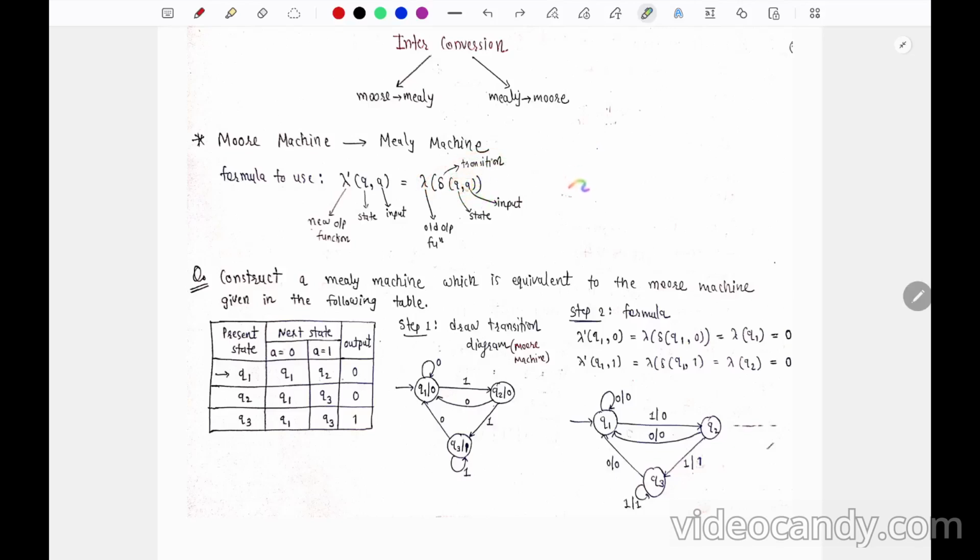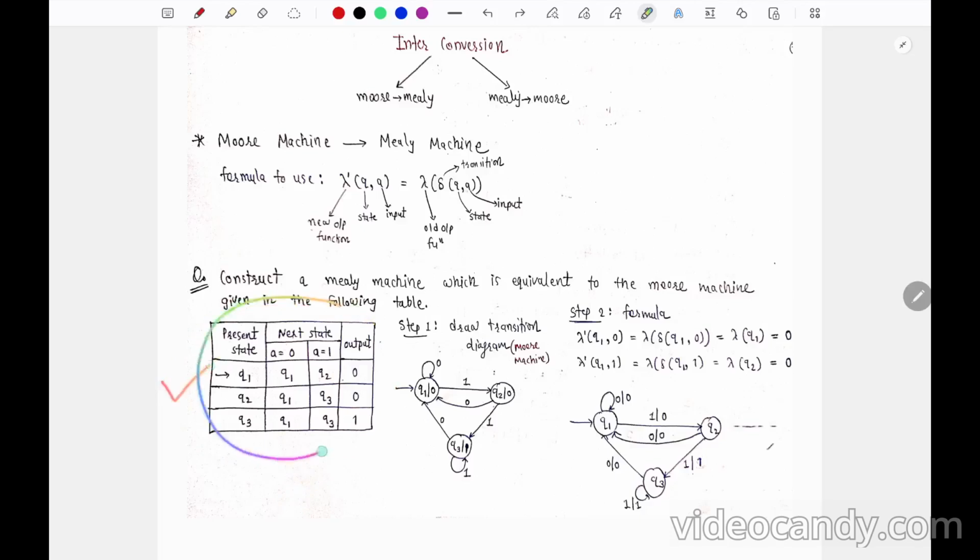We will see one example and come back. You will get a clear understanding of Moore to Mealy conversion. Here we will discuss one question: construct a Mealy machine which is equivalent to the Moore machine given in the following table. In this example, the Moore machine is given in the form of a table. In many questions they will give the diagram, but in many questions they will give the table.